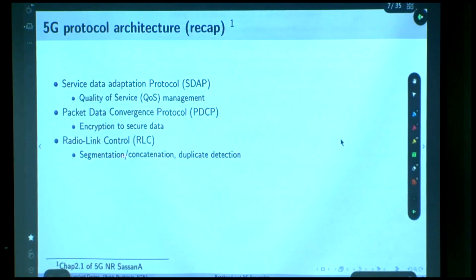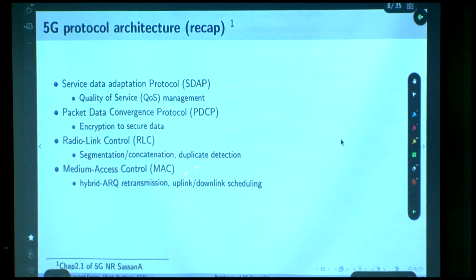Radio link control: segmentation, concatenation, duplicate detection. A huge file gets segmented into multiple data blocks. Then duplicate detection is basically ARQ, wherein we understand that certain data packets, due to error, can get duplicated also, okay.